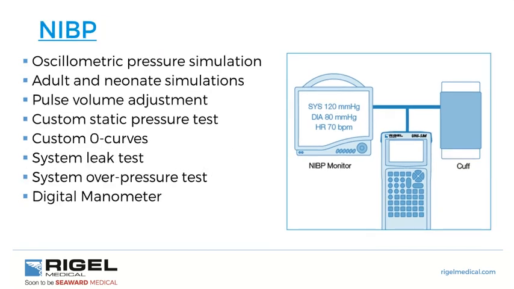What we provide, or Rigel provide, is an instrument to simulate those characteristics. So we have oscillometric pressure simulation for adult and neonates. We have pulse volume adjustment. We have custom static pressure tests, custom O curves, which are manufacturer specific. We have system leak tests, system over pressure tests, and a digital manometer.